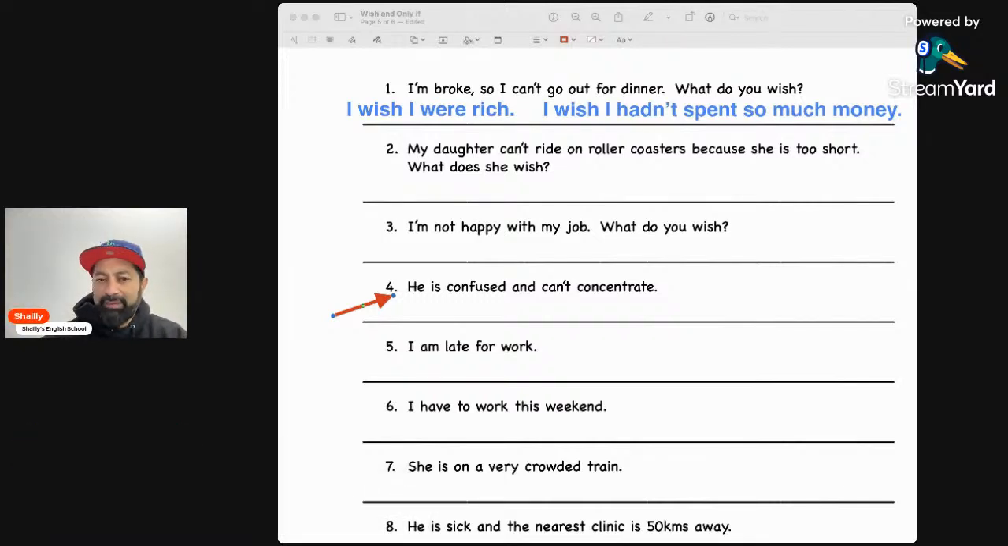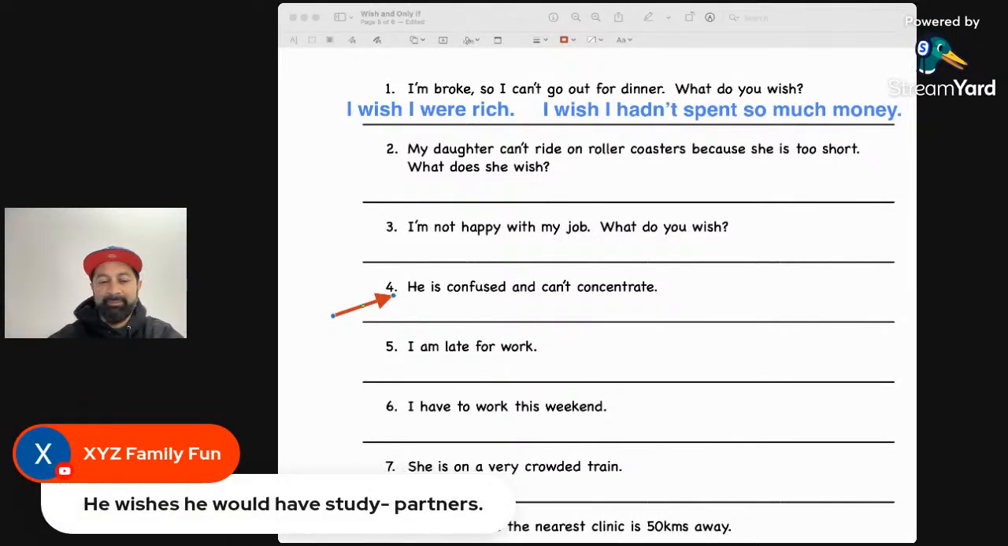Number 4, though, is tough. He's confused and he can't concentrate. What does he wish? XYZ, he wishes he would have study partners. Great. Yes. Study partners would definitely help him.